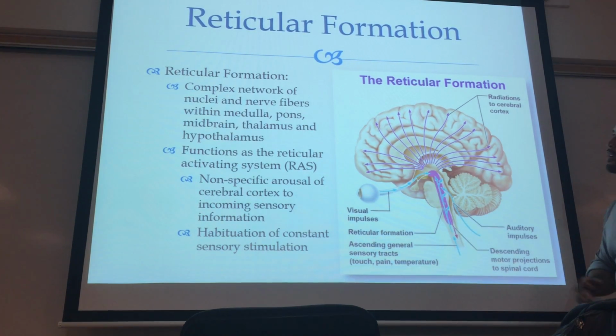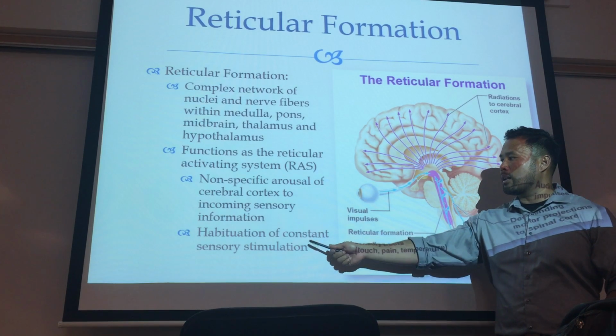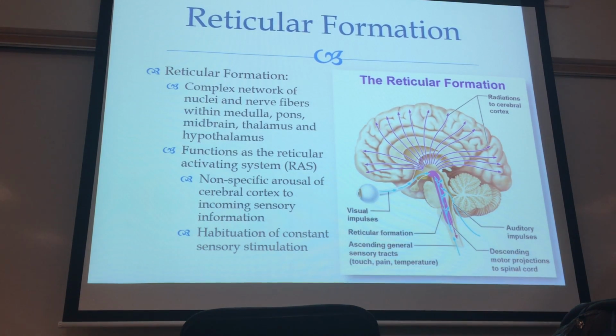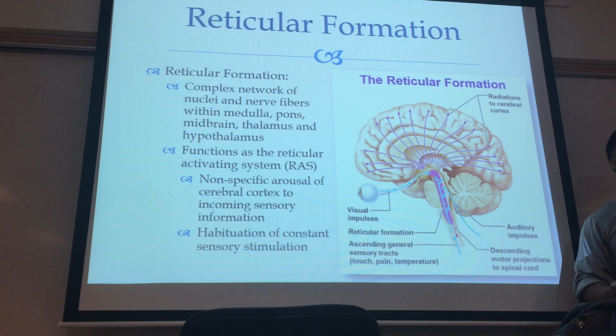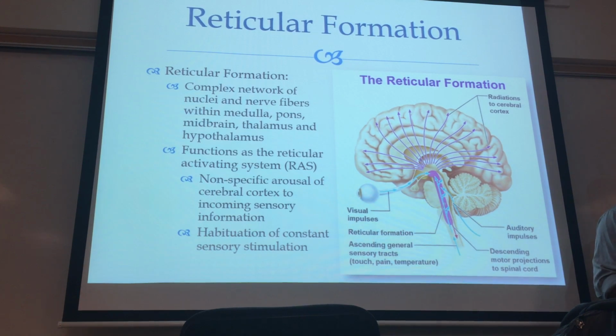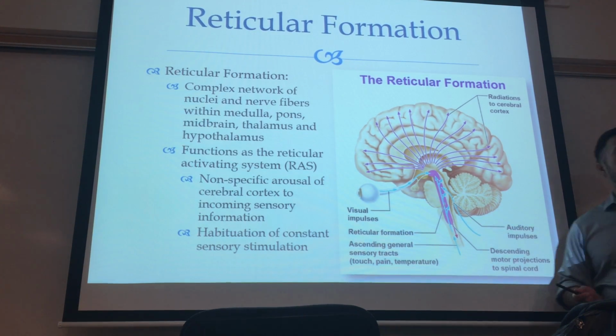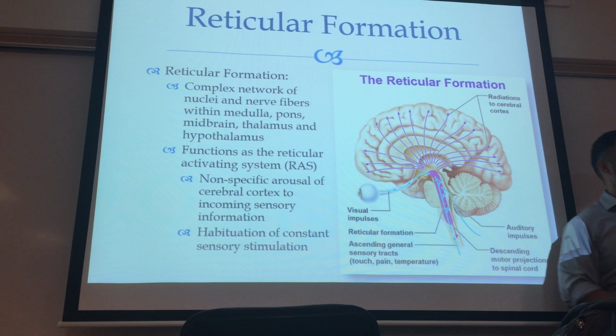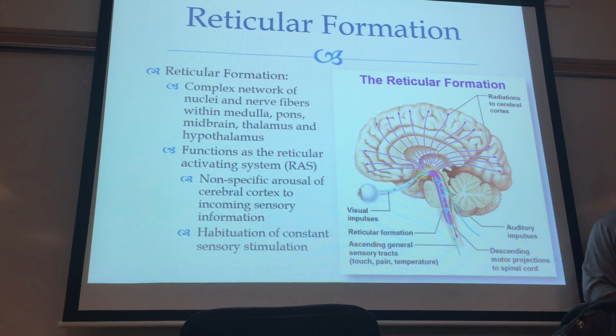So this is an entire network that takes in sensory information and routes it to where it needs to go. The reticular formation is important because it governs two things. The first thing I'm going to point out here is habituation of constant sensory stimulation. What do I mean by that? This is our conscious way of filtering out information that is non-relevant. For instance, this whole time, you've been sensing that air conditioner. You subconsciously have been hearing it this whole time.